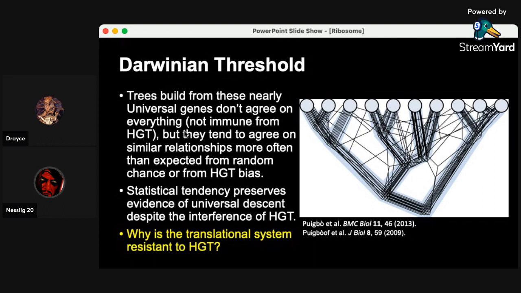So they are not totally immune from horizontal gene transfer, but they tend to agree on similar relationships more often than expected from random chance or from horizontal gene transfer bias. So there's still a statistical tendency to preserve this evidence of universal descent, despite the interference of horizontal gene transfer. So why is the translational system resistant to horizontal gene transfer?